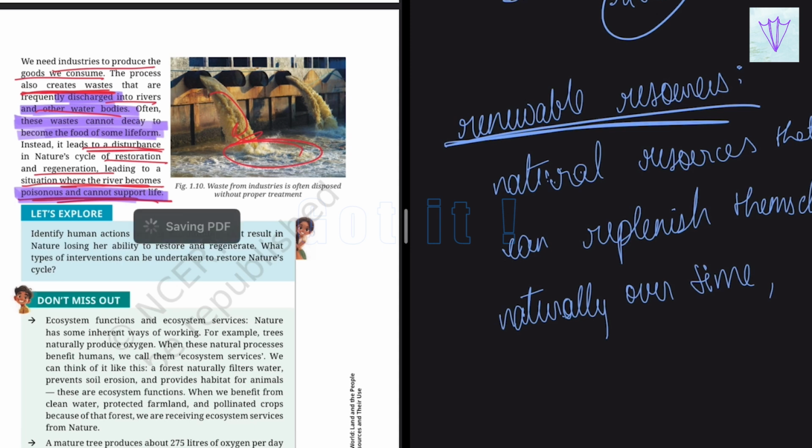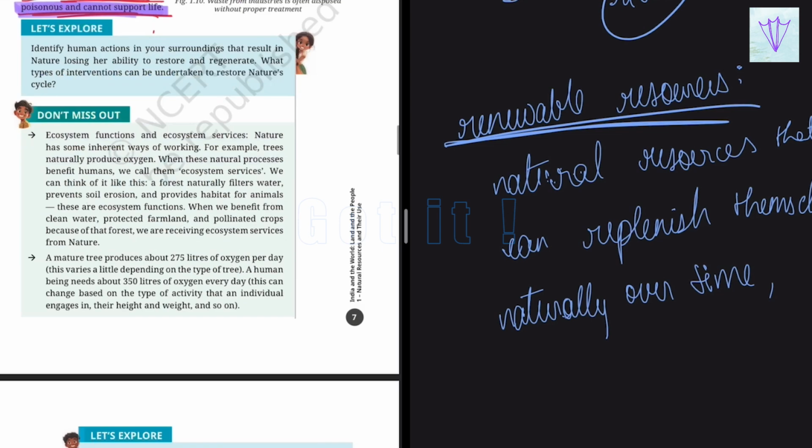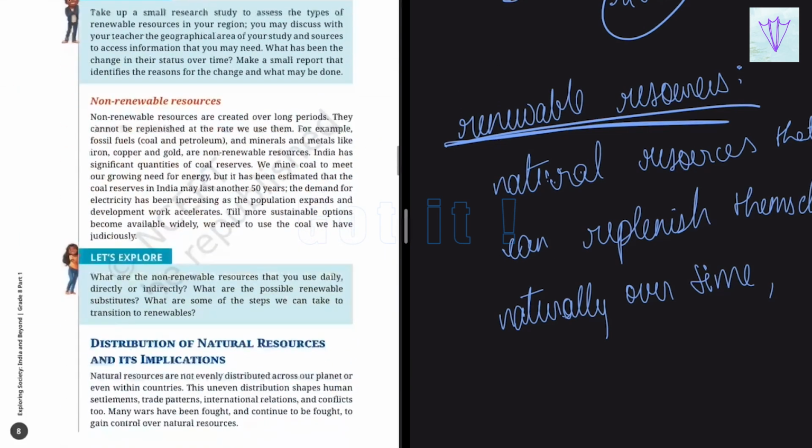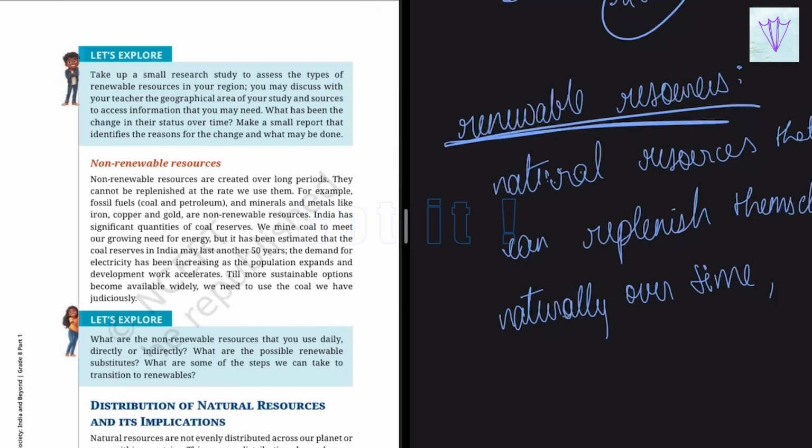So light, water, however you use them, they are mostly not depleted until and unless we are using them without any proper knowledge or any thought about our future generations. It is important for us to use the resources sustainably so that it is beneficial for us as well as for our future generations. So the next category is the non-renewable resources.